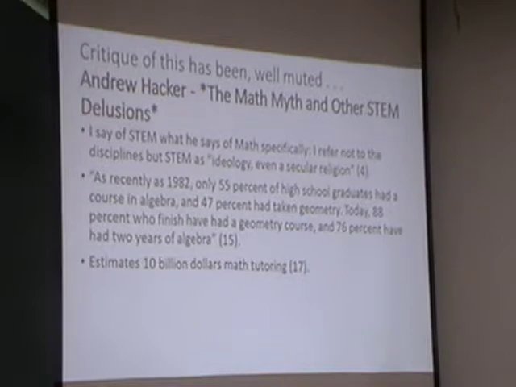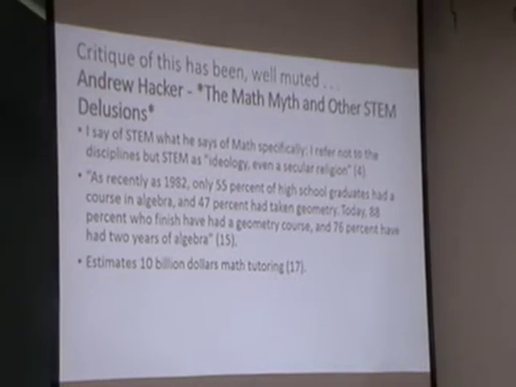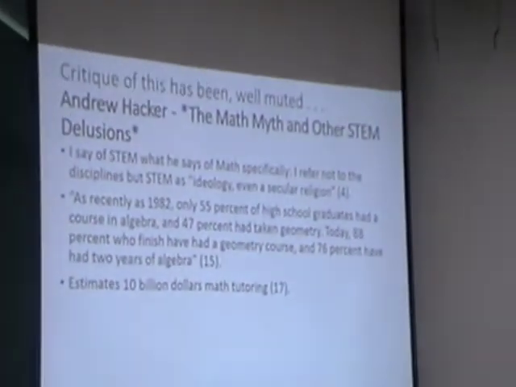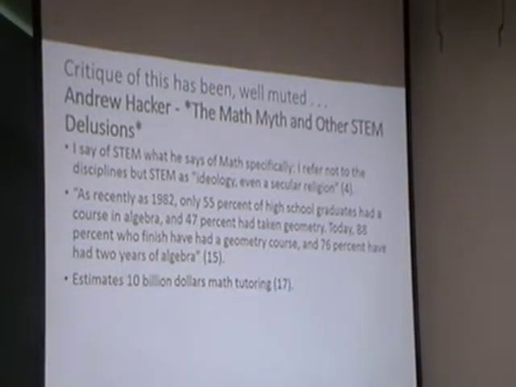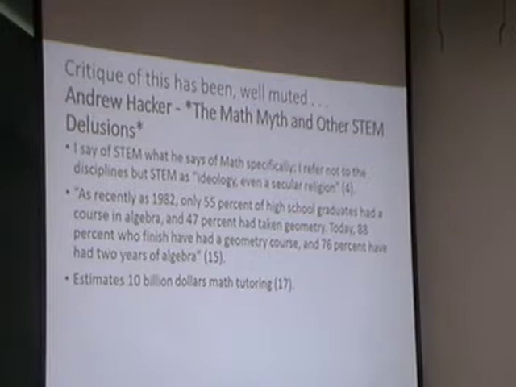And again, this is what makes me nervous. And again, as I referred to, this is going on not just at the university, but at the K-12 level. Here's an interesting stat for me. And again, if you're of a certain age, right, over 40, this number should hit you really hard. As recently as 1982, only 55% of high school graduates had a course in algebra, and 47% had taken geometry. Today, 88% who finished have had a geometry course, and 76% have had 2 years of algebra. Those are stunning numbers, right?